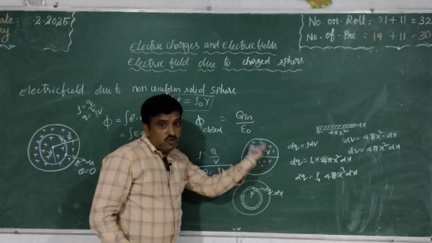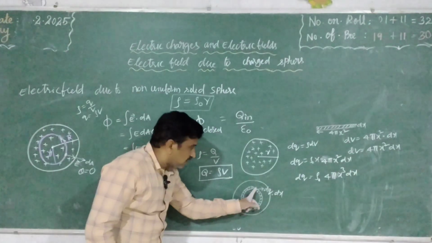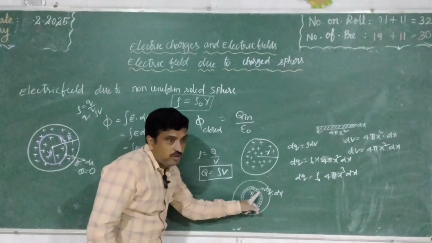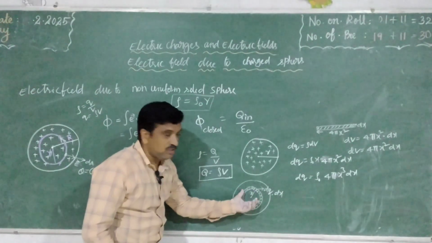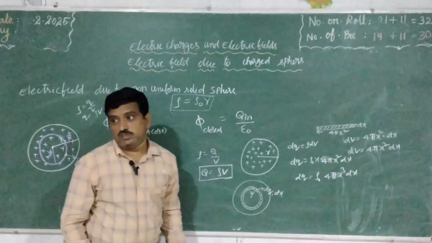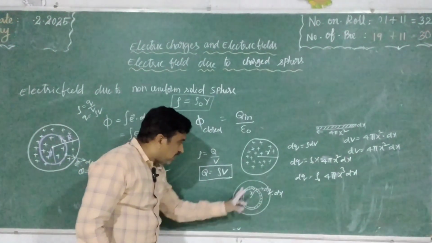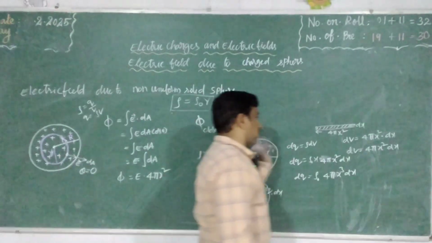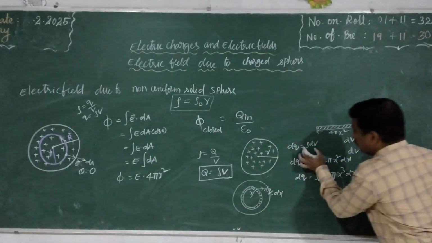It is non-uniform. That's why we take a distance x from the center and cut a small elemental part. Why? Because the charge increases, which means the volume charge density changes with r. That's why we first find dq for a small elemental part. Actually q equals rho v, so dq equals rho dv.